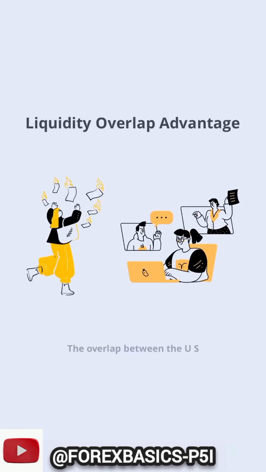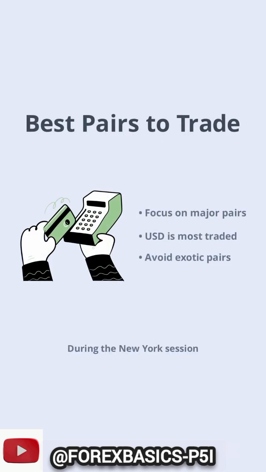The overlap between the US and European sessions creates a period of intense trading activity. Banks and multinational companies are highly active, leading to increased liquidity and more trading opportunities. This overlap is the best time to trade major and minor currency pairs, as spreads are tighter and price movements are more predictable. During the New York session, you can trade virtually any currency pair, but it's best to focus on the major and minor pairs.